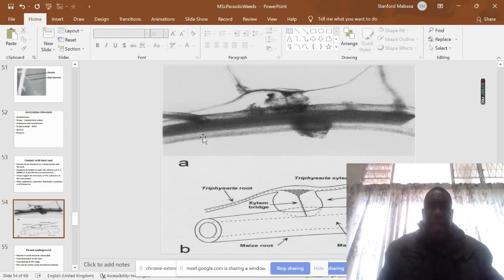This then is a diagram which is showing under a microscope the point of contact of the parasite and the host. Here's the diagram which is showing this haustoria, which has got xylem. It's like a bridge. This is what is used by the parasite to get water and nutrients from the host.